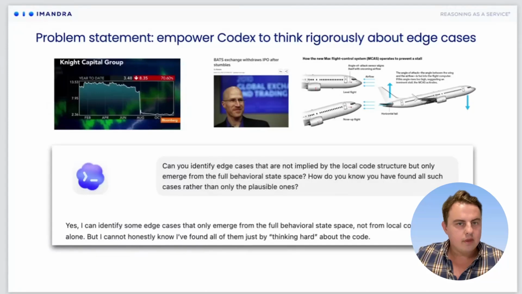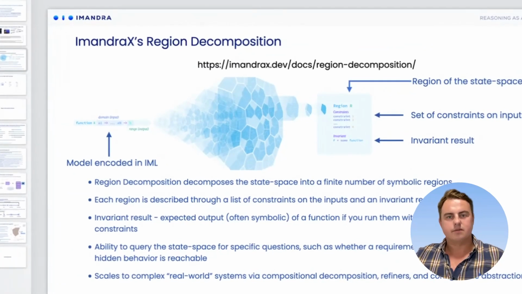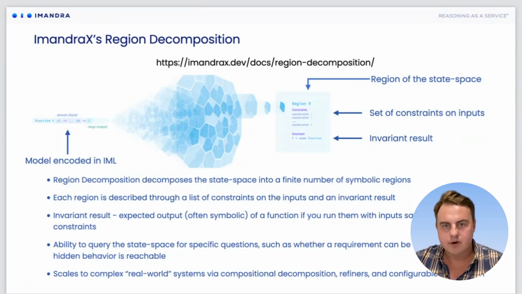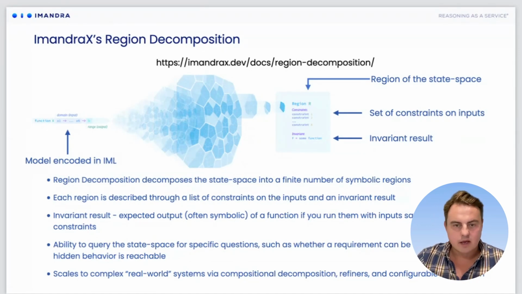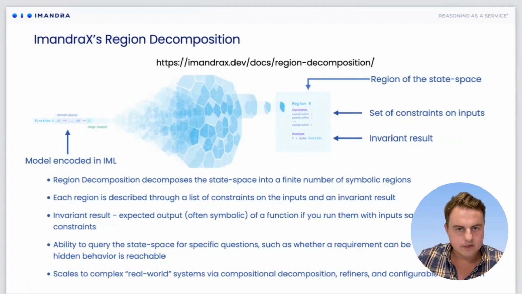So we're going to do it by using ImandraX's region decomposition feature. So region decomposition, what it does is it takes a model written in IML, which stands for Imandra Modeling Language, and it breaks it down into a finite number of symbolic regions of the state space. So each region contains a set of constraints on the inputs and the invariant result. And invariant result just means if you were to run the model on the inputs that satisfy those constraints, this will be the result always. And typically this result is symbolic.